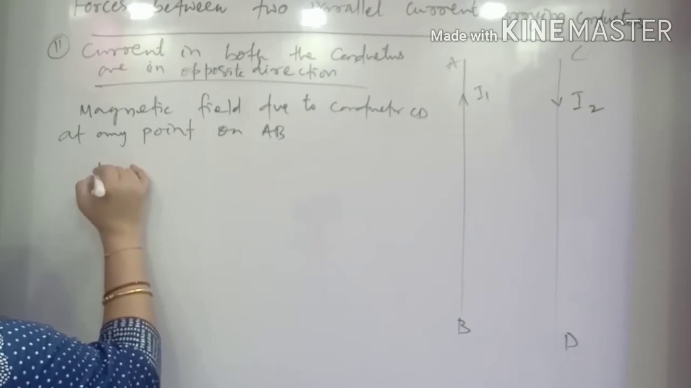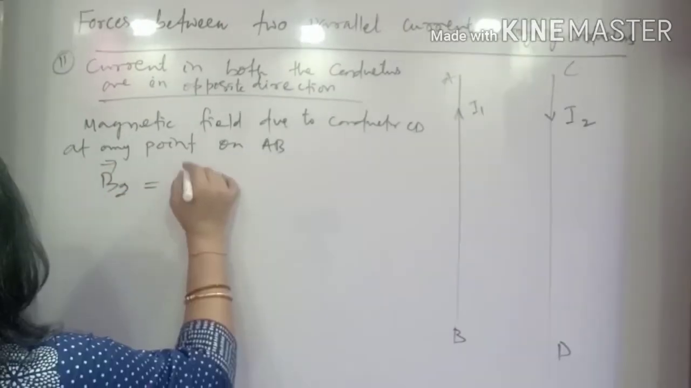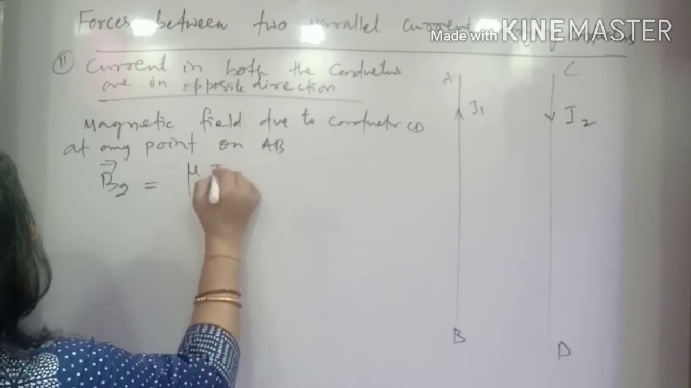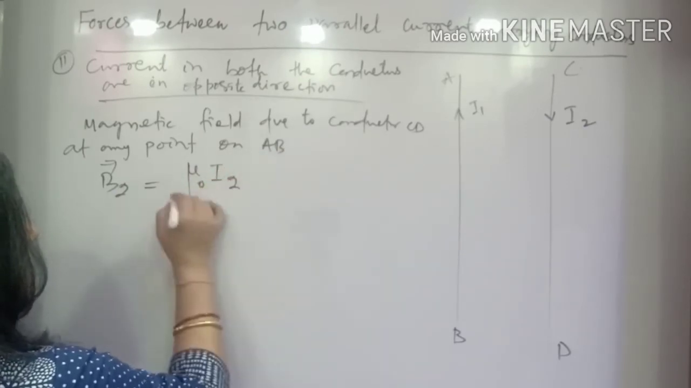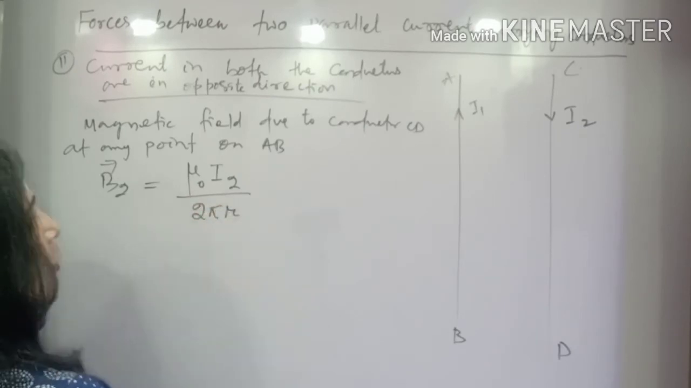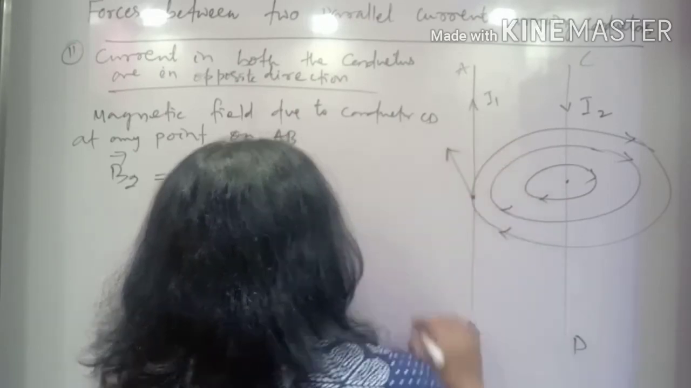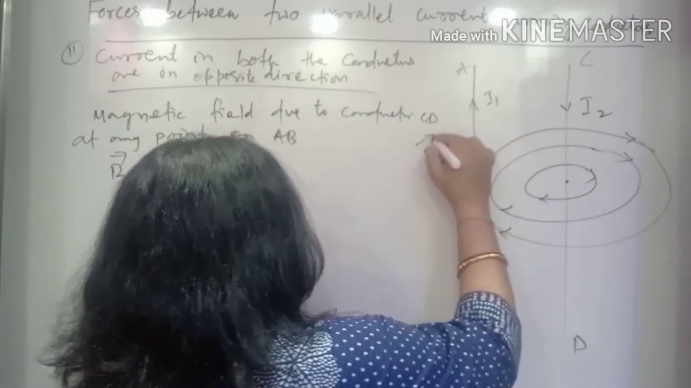Okay, so let that magnetic field be taken as B2. Now what will be B2's expression? Mu naught I by 2 pi r. So here mu naught I, what is I flowing here? That is I2 through the conductor CD, and by 2 pi r. So the direction of the magnetic field is this one. So this is B2's direction.